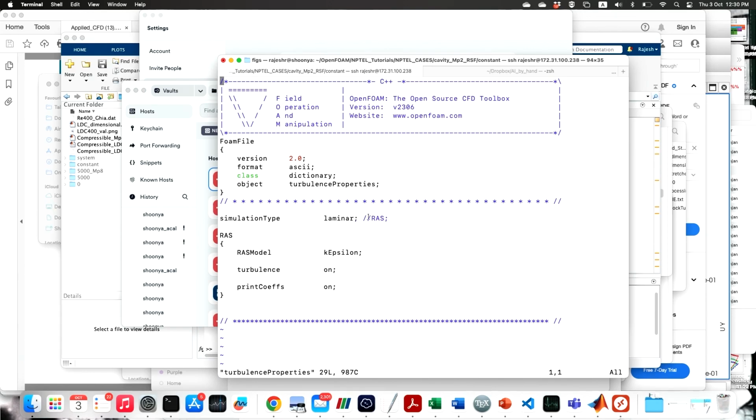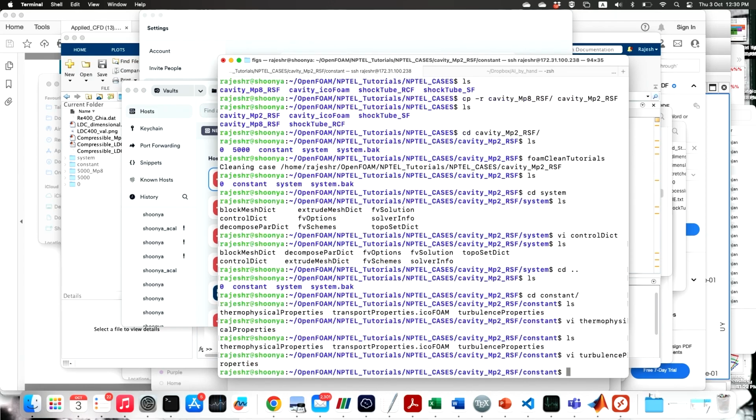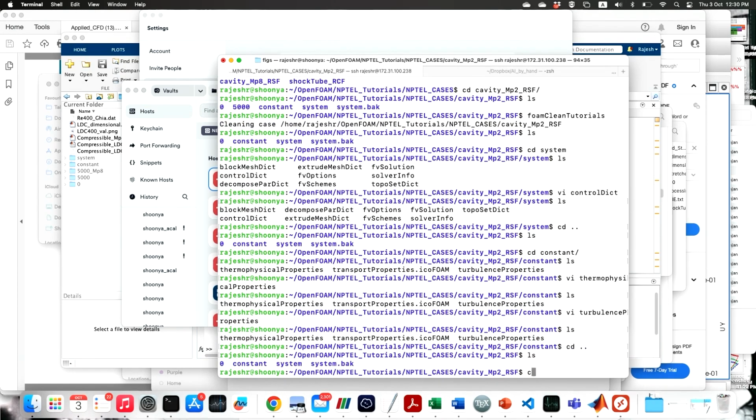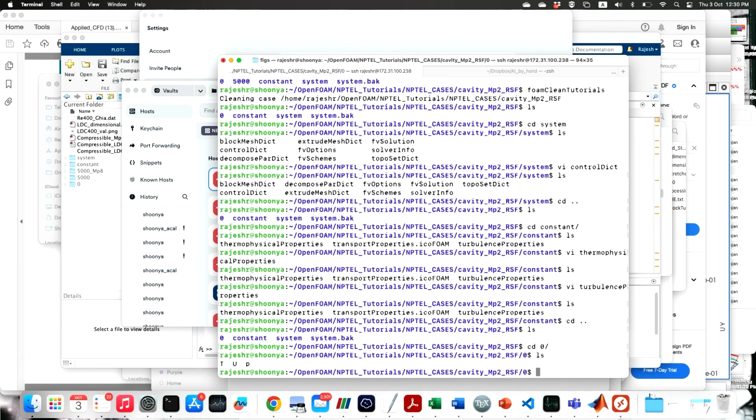Okay, so if it is turbulent flow, then you can remove this laminar and call it RAS, and then you can put the model that you want, like the epsilon model, turbulence, and whatever quantity that you want, you can put in there. Okay, now let us go to the initial condition and the boundary condition.